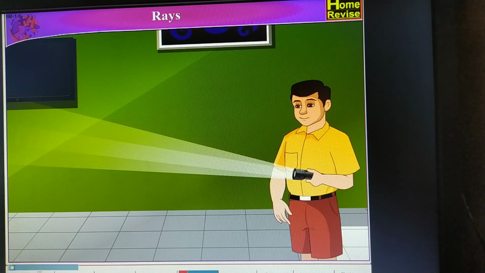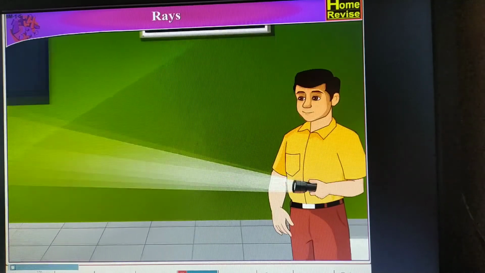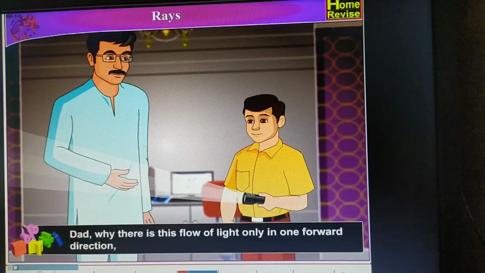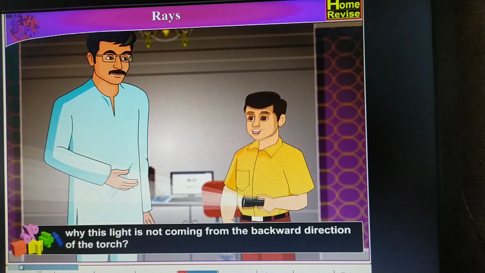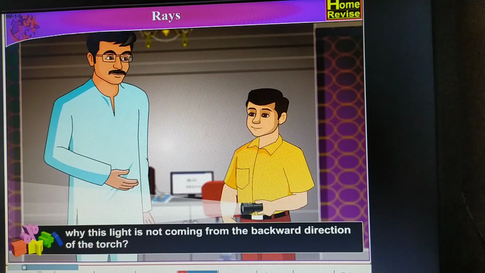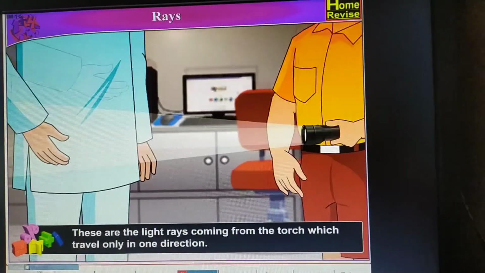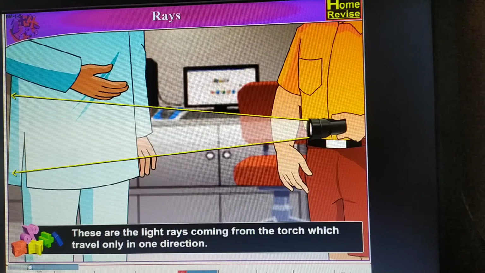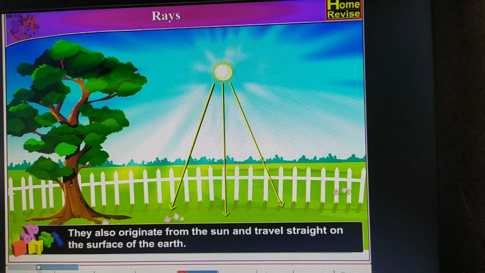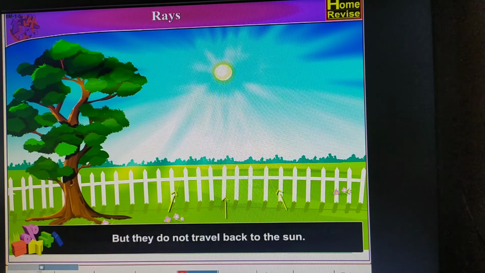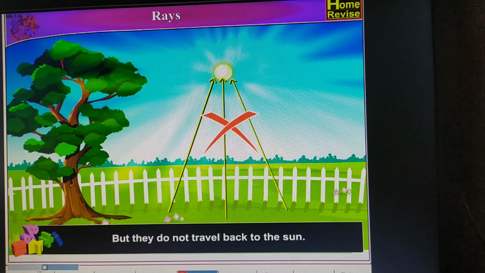You can see a boy standing with a torch in his hand and he is observing the rays of light that is coming out of the torch. And he has many questions to ask his dad. He says, "Dad, why is there this flow of light only in one forward direction? Why is the light not coming from the backward direction of the torch?" Father says, "You have asked a nice question. These are the light rays coming from the torch which travel only in one direction." Similarly, have you observed the sun rays? They also originate from the sun and travel straight to the surface of the earth. But they do not travel back to the sun.